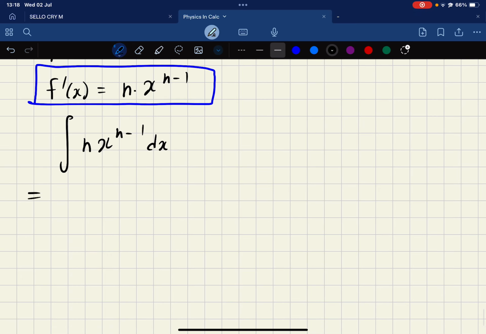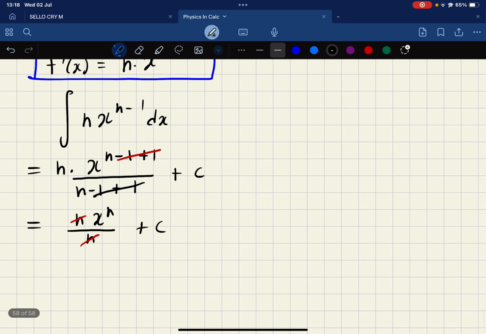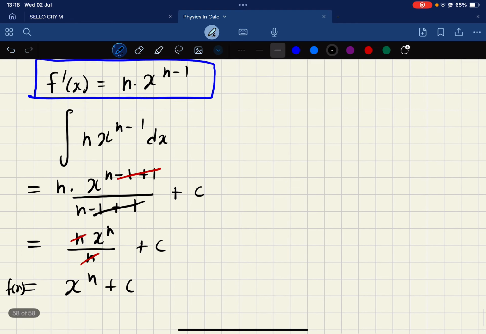First step, we keep that constant, it is a number. Then to that exponent, we are going to add 1. You say plus 1. Then divide by that thing, which is n minus 1 plus 1. Then we say plus c. So meaning we're going to have n. Then remember, these ones, they cancel, so you remain with n. Divide by this one, they also cancel, you remain with n. These n's, they cancel, then you say plus c. Meaning your answer is x to the n plus c. That's your f of x. That's how integration works. Understand?